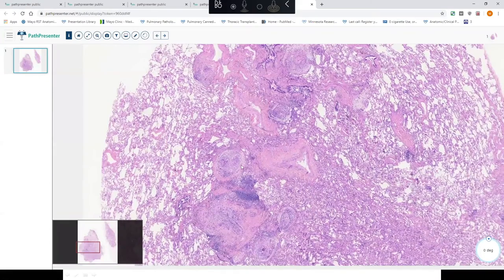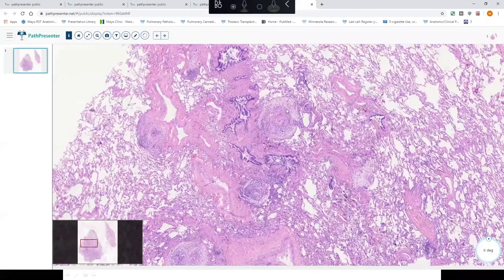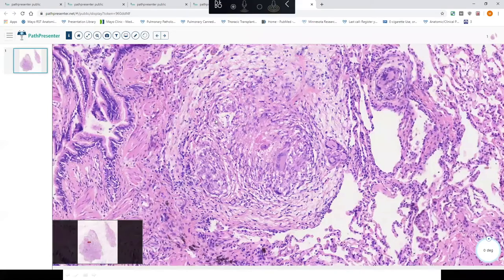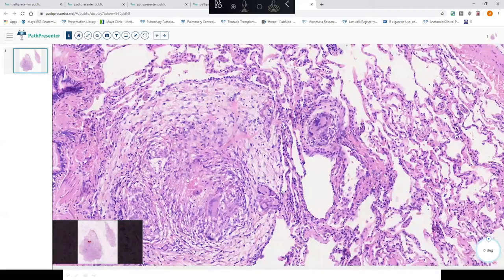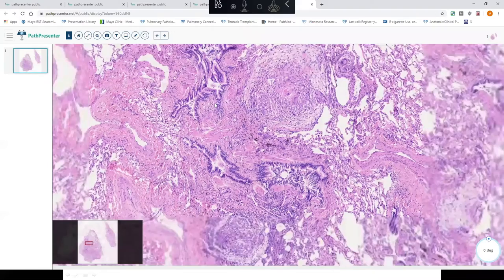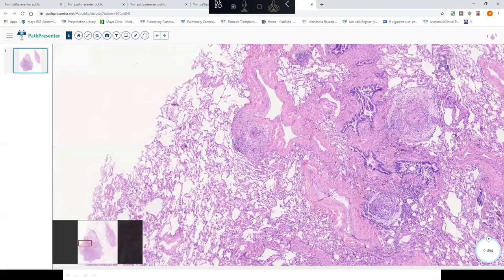And then it also tracks along the interlobular septa. These granulomas are nice and tight and well-formed. They're often called naked granulomas because there's a relative paucity of lymphocytes associated with them. So this is a classic case of sarcoidosis.